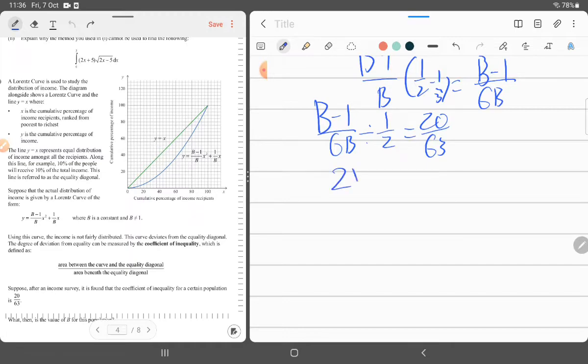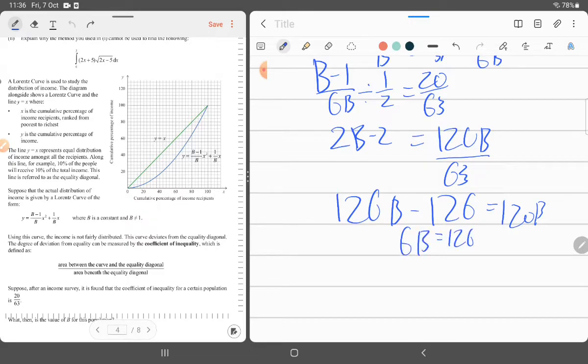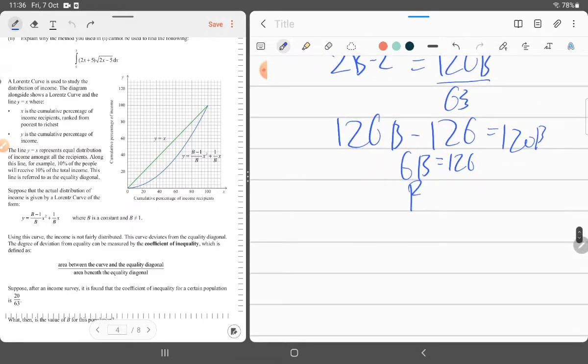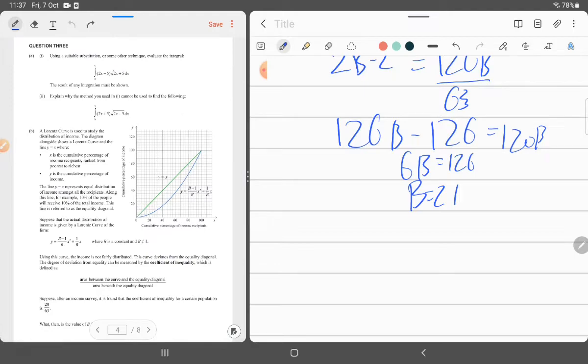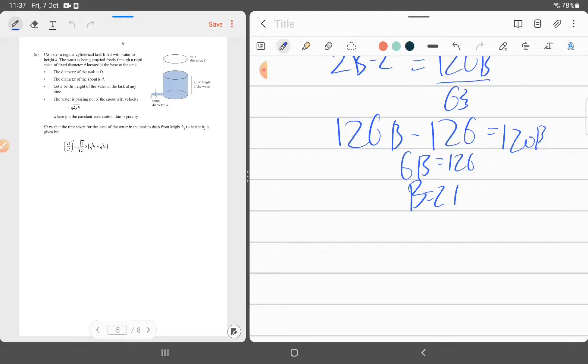So 2b take away 2 is equal to 120b over 63. 126b take away 126 is equal to 120b. 6b is equal to 126. 126 divided by 6, b equals 21, I believe. Oh dear.